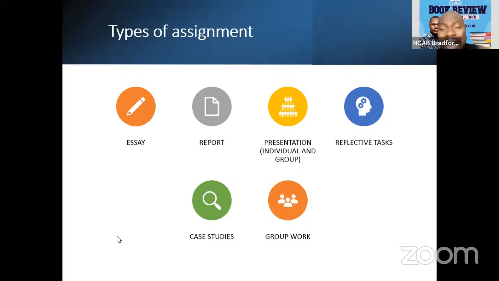Okay, so how many types do we have now? We have the types of assessments that I've mentioned: essay, reports, presentation, individual and group presentation, reflective tasks, case studies, and group work. Among these that I've mentioned, two of them are very, very common. And it's the essay and the report.